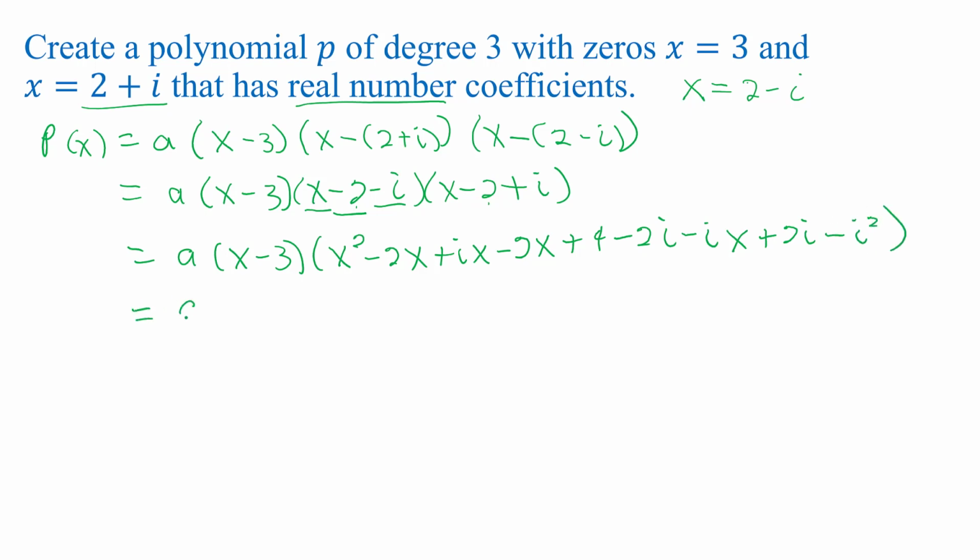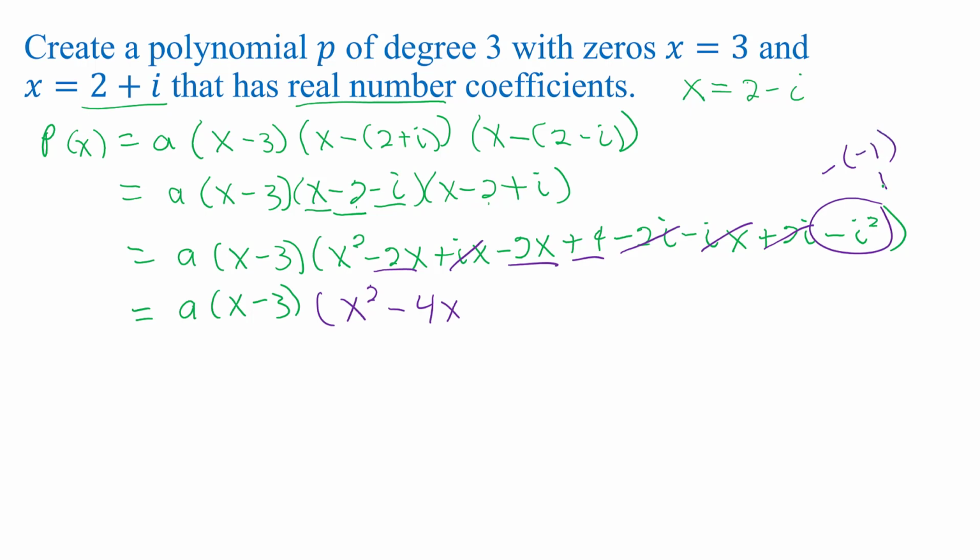Okay, moving on, a times x minus 3. Note that we have a few things we can cross out here. ix minus ix adds to 0, and negative 2i plus 2i adds to 0. So simplifying here, I have x squared minus 2x minus 2x would give me minus 4x, then plus 4 minus i squared. That's the same as minus negative 1 or plus 1. So I have 4 plus 1, or plus 5 here. Then we'll multiply x minus 3 by x squared minus 4x plus 5.